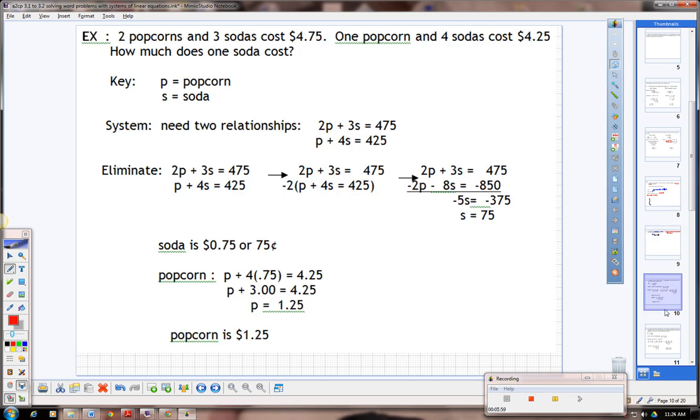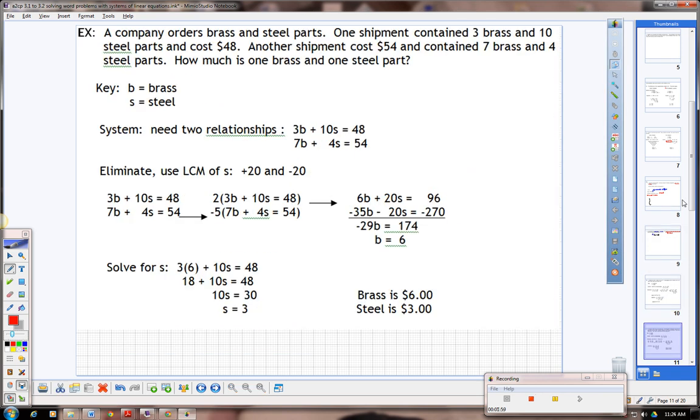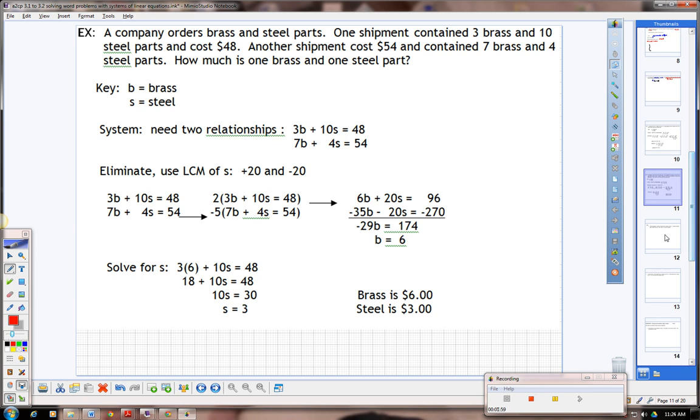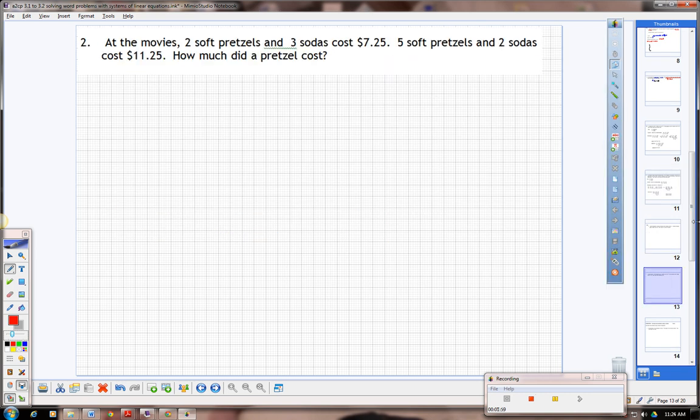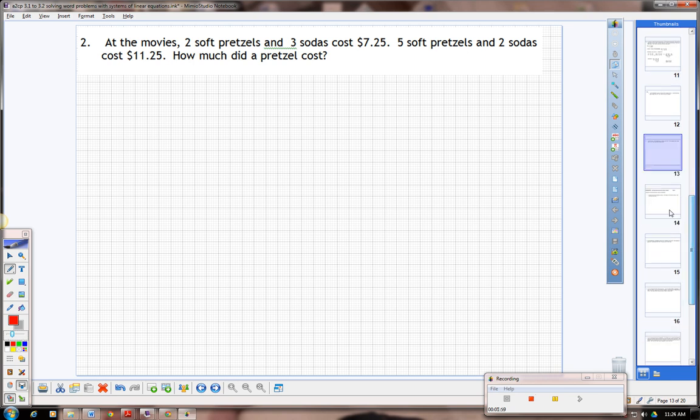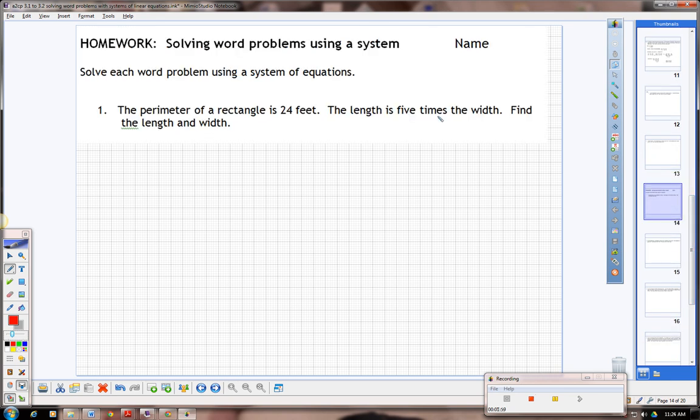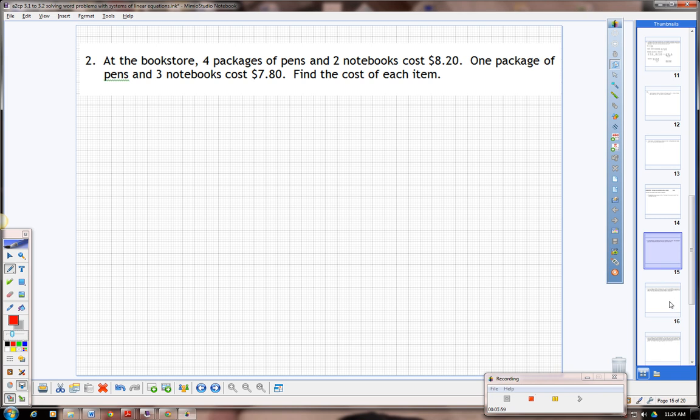All right. We have some other example problems for you to look over, and I want you to get started on trying both 1 and 2 in the next section. If you can't do those, then just go straight to the homework, solving each word problem using a system of equations. And I'll be back in to answer any questions at the end of 5C.